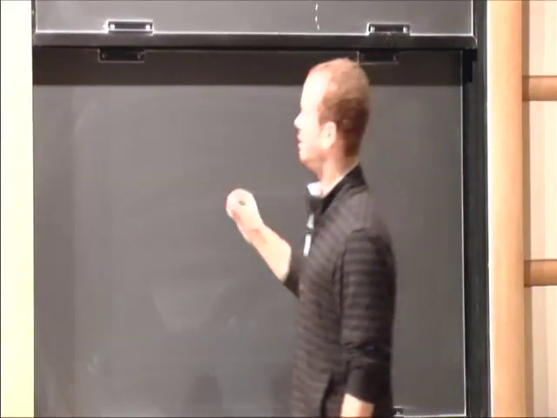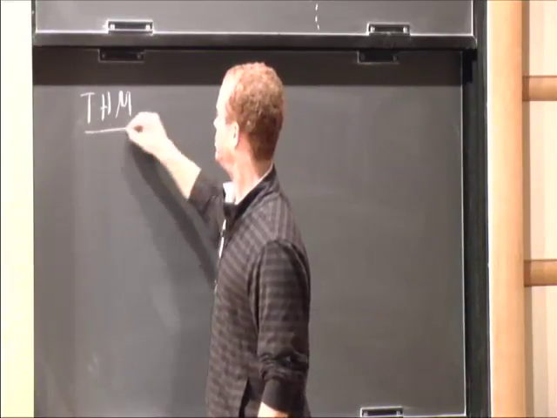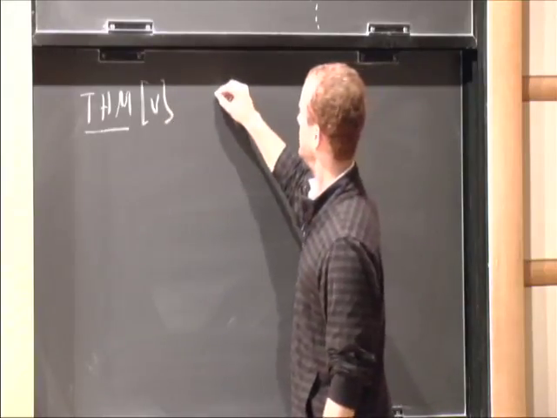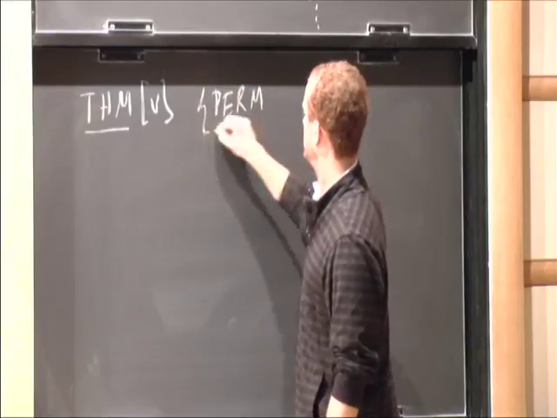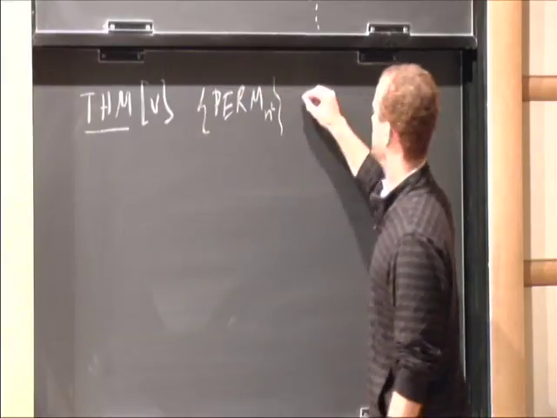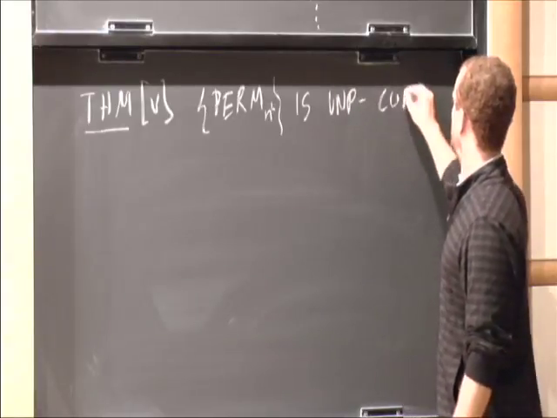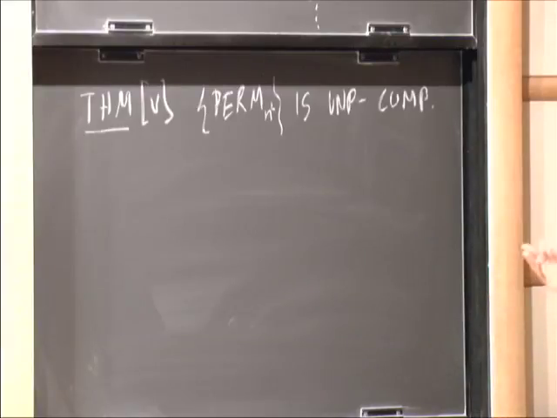And the theorem that Valiant proved is that the permanent is VNP-complete. Okay, and this is what we will try to explain.